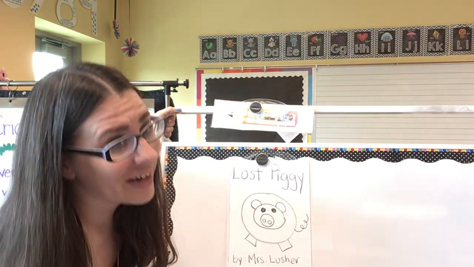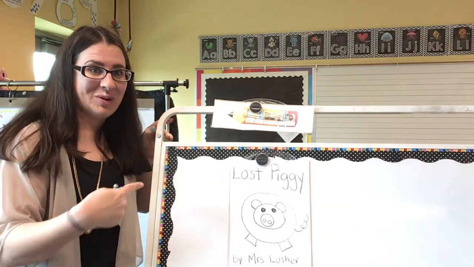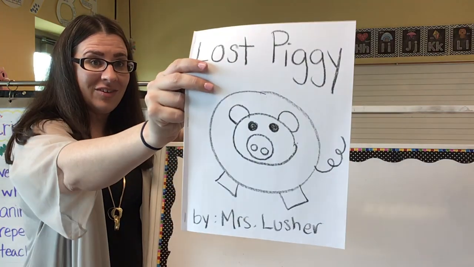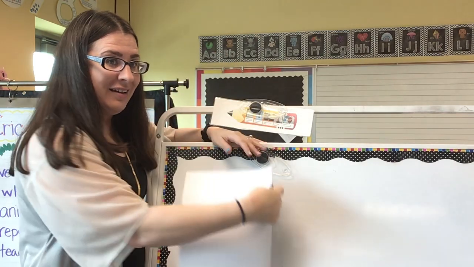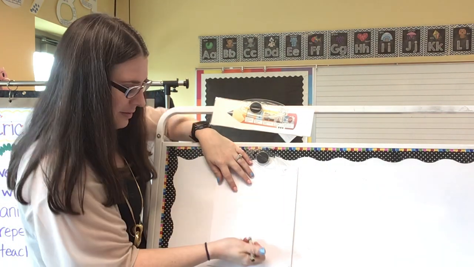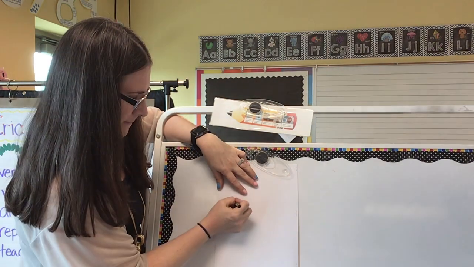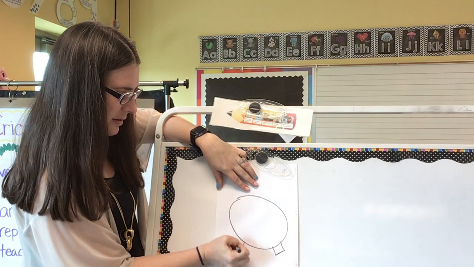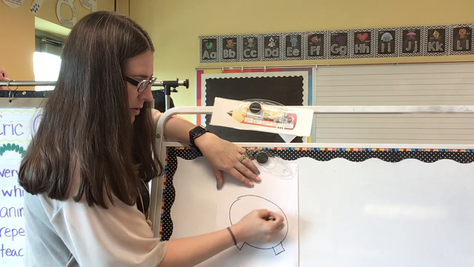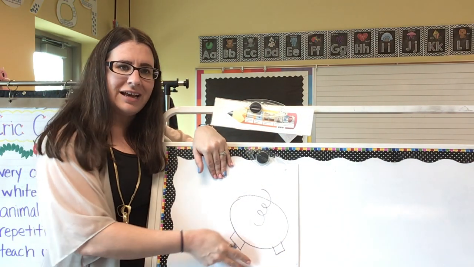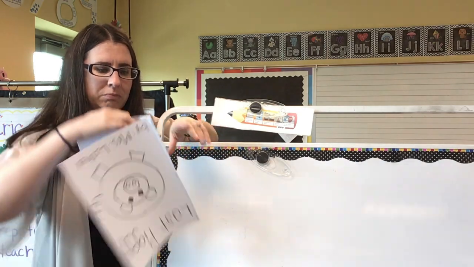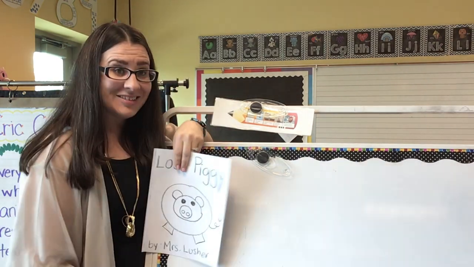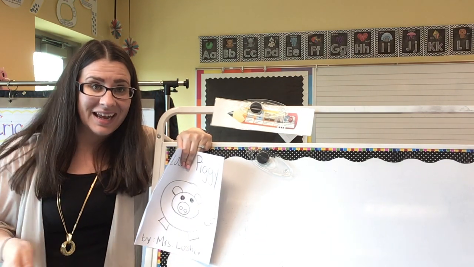Now, I really liked what Eric Carle did on the back of his book, so I'm going to do the same thing. I'm going to do the back cover of my book. So here's the front cover with the front of my piggy, right? Now I'm going to put the back of my piggy. So there's the piggy with his little legs. And now you can see his curly cute tail. Isn't that cute? Front cover, back cover.